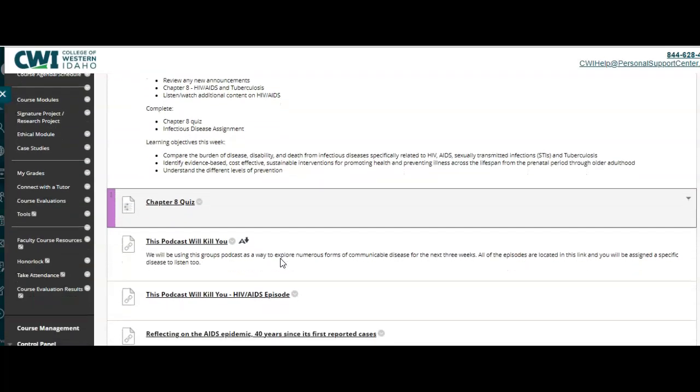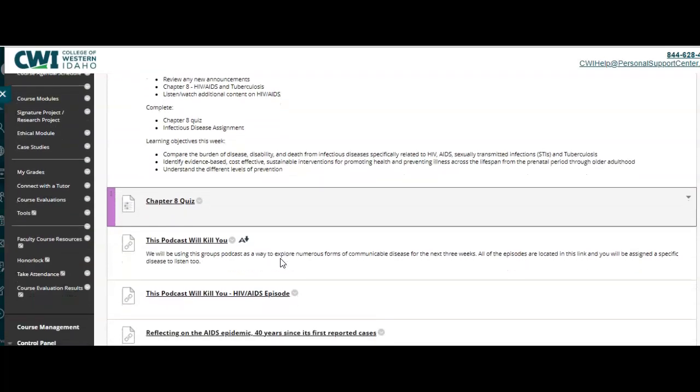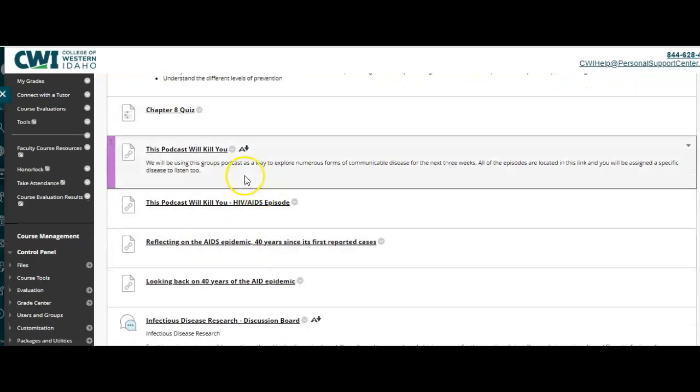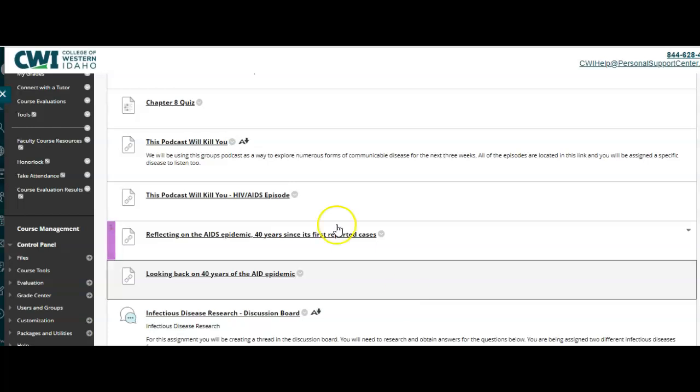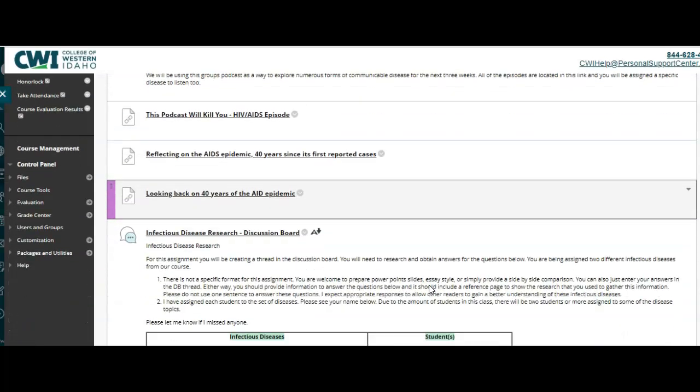on assigned infectious diseases. I have included 4 additional links, these 4 right here. These 4, I realized when I ran my mouse over, there were only 3. So 4 additional links in this week's folder to learn more information from experts in the field on infectious diseases. You will use this information from the text, along with outside research to complete the discussion board this week.